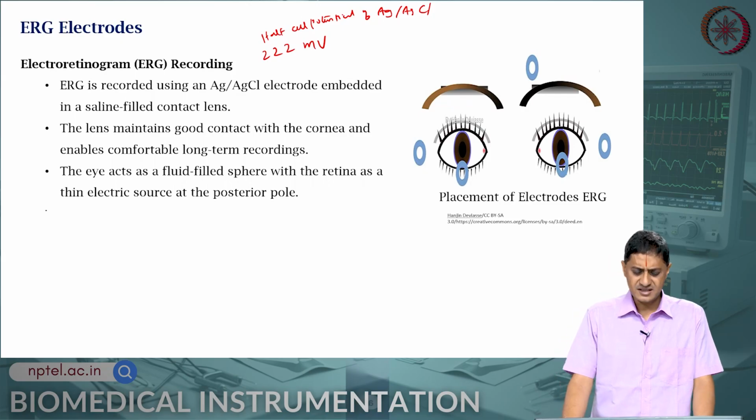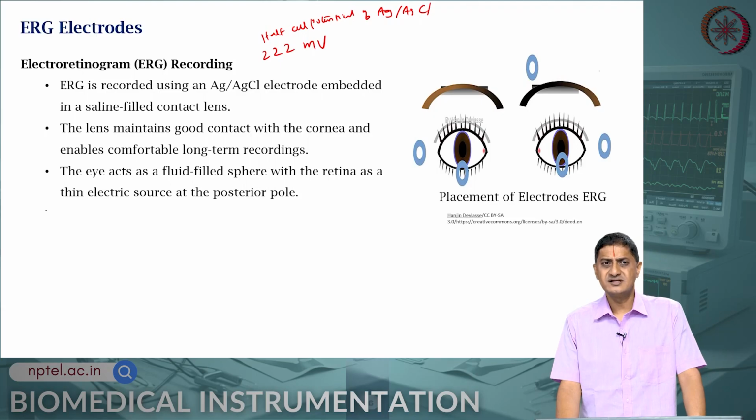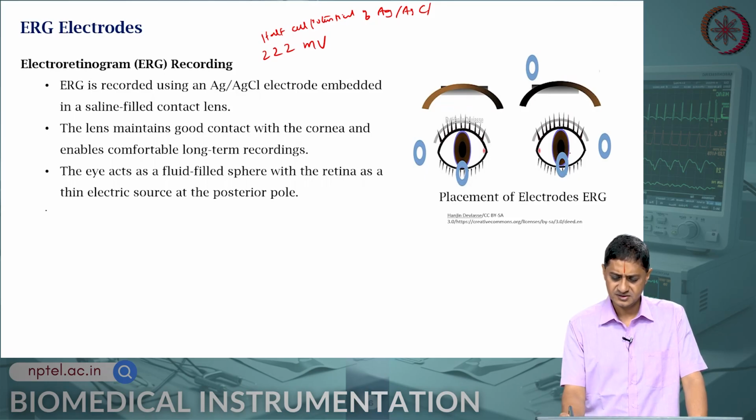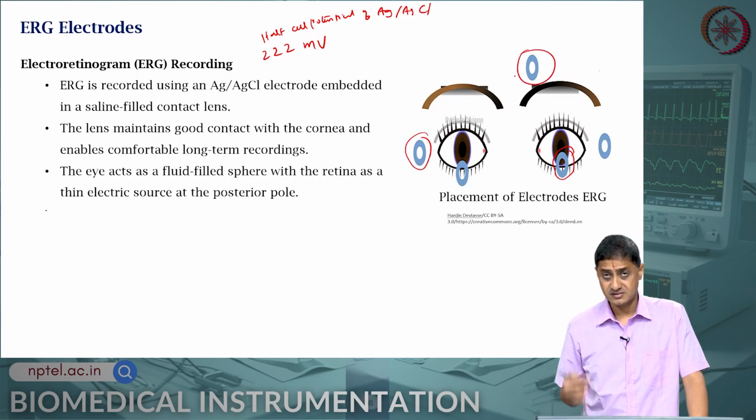See, essentially the eye is a fluid filled sphere, the retina is the thin electric source that is acting at the posterior pole on the back side of the cornea, behind the cornea, and this is where the electrodes are placed. This is the electrode that is placed on the cornea, and the reference electrode is either placed here or placed here above the eye on the forehead.